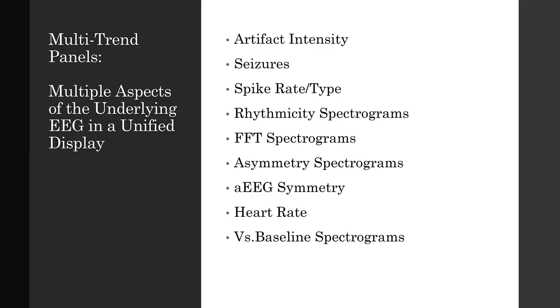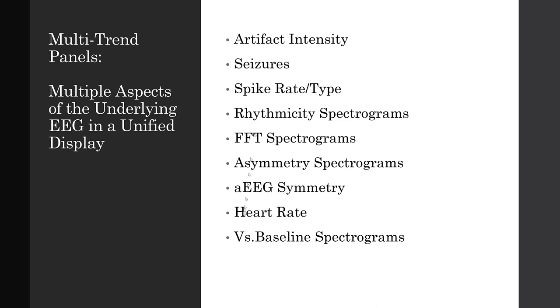So we've been looking at these trends in isolation to see what they are actually showing, what change in the underlying EEG is happening when we see this change in the trend, what happens when we scale it, time, and gain, and so forth. But we don't look at individual trends because each trend shows a different aspect of the underlying EEG. And so we use multi-trend panels.